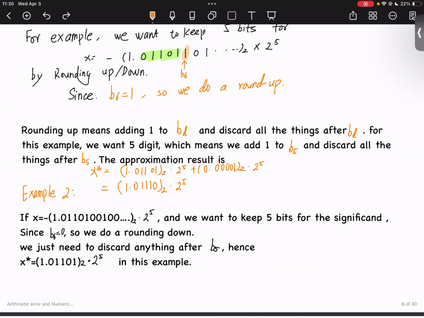But let's see. So these are the 5 bits here, 01101. These are the binary bits here. And because we are doing the rounding up, because this is 1, we are going to add 1 to this position. So it means that we are going to add 0.00001.